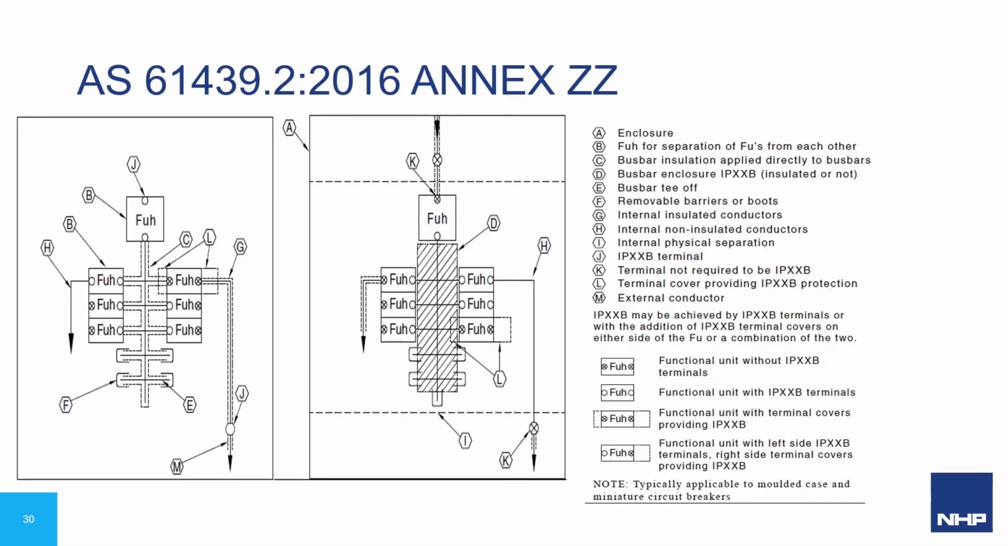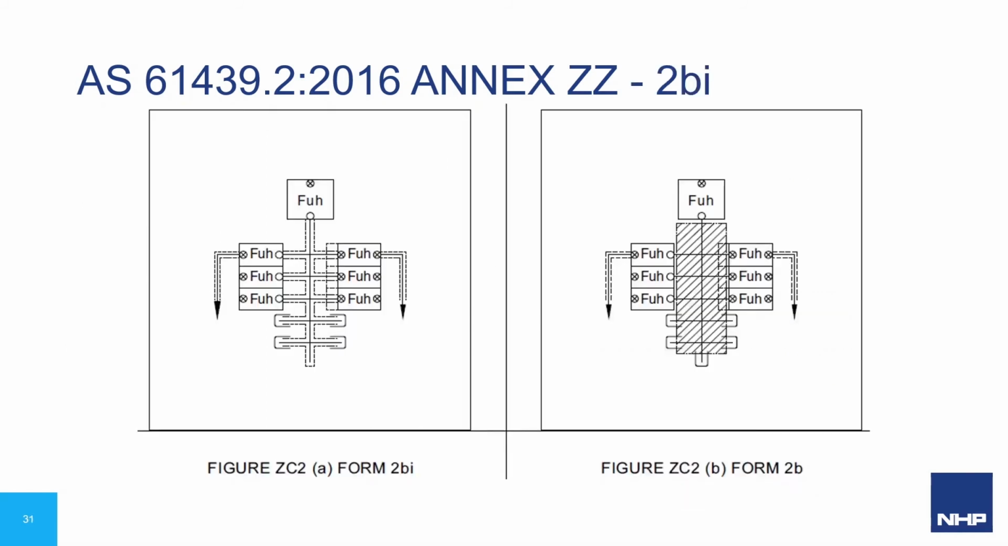With a good understanding of all the different parts, we will look at some of the more popular forms of separation using these alternate methods of construction and also discuss why some forms are not ideal. Like previously discussed, Form 2A and Form 3A are not preferred, and Form 1 requires no further separation. We will begin our examples with Form 2BI.